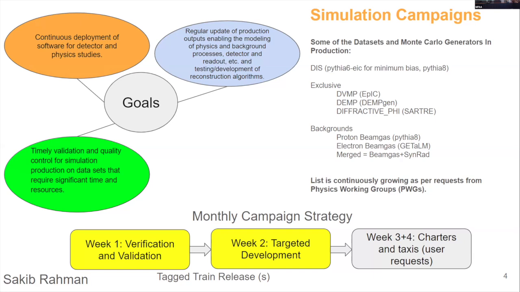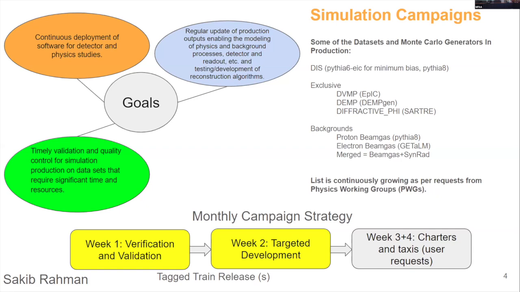So being able to run these campaigns in an organized manner means that we need to have a strategy that we follow every month. So every month, the first week of the month, we use for verification and validation. And then the second week is used for targeted development. And in between those weeks is where we have our tagged, what we call train releases. So whatever the software status is at that point in time, the train leaves the station. And if you have more changes afterwards, you gotta wait for the next one.